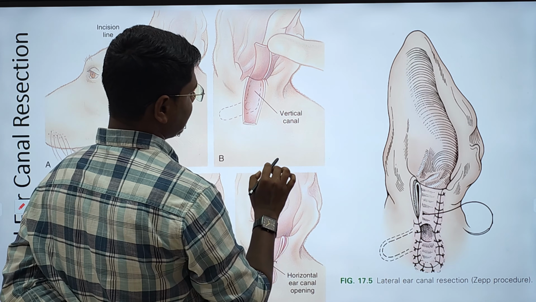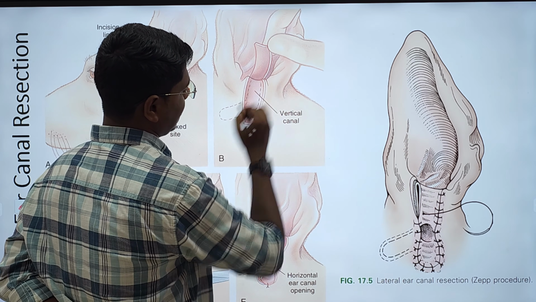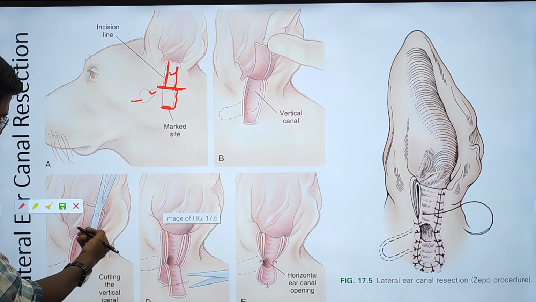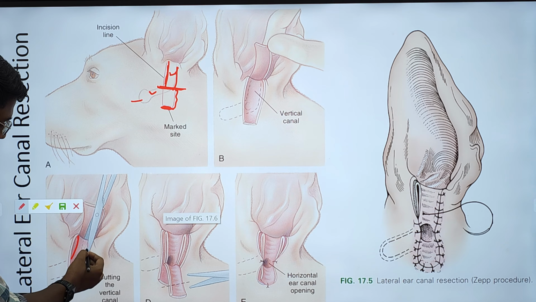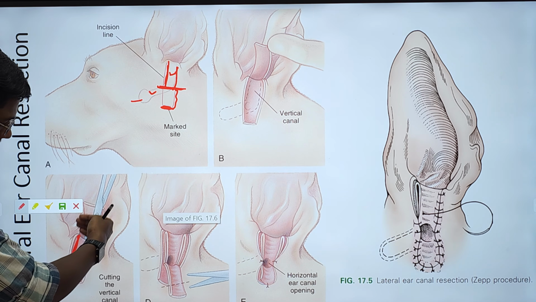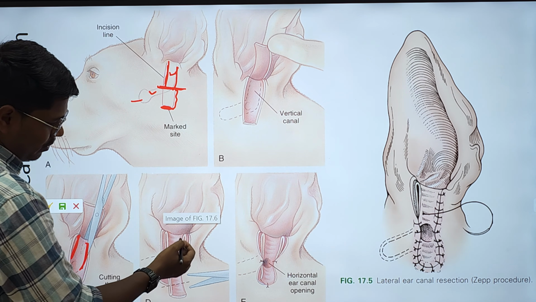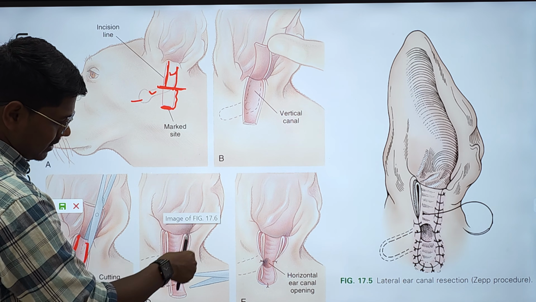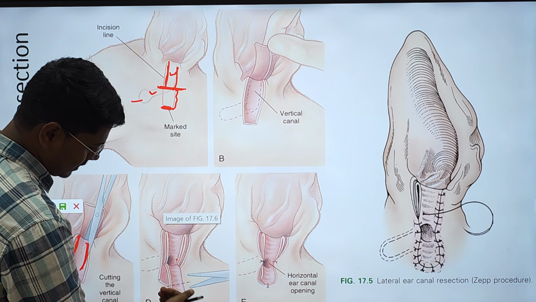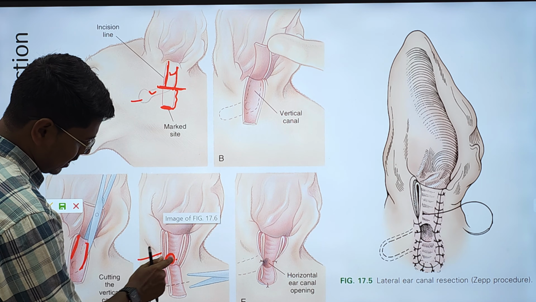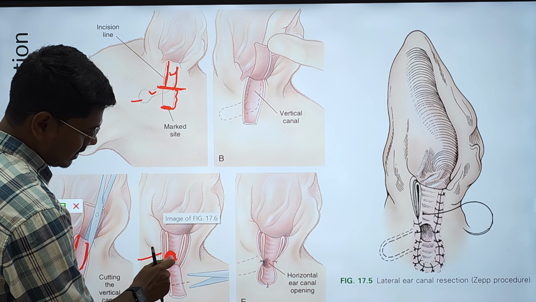Now next, you have to remove the skin above. You have to remove the skin plaque. When you remove the skin plaque, you can see the vertical ear canal. There will be a medial border and a lateral border. The lateral border of the vertical ear canal, you have to resect and reflect it so that the opening of the horizontal canal is visible.